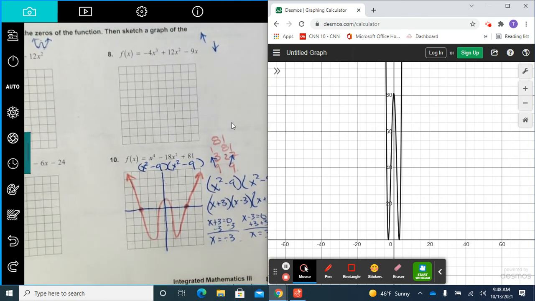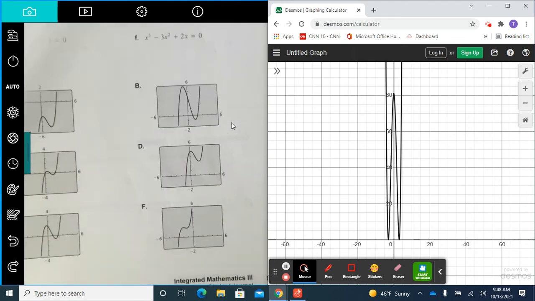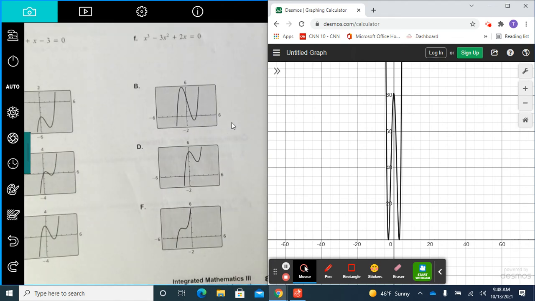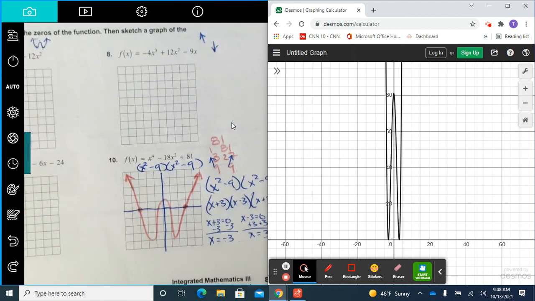All right, there you go. Finish numbers 1 through 10 on page 81. And that is your homework.